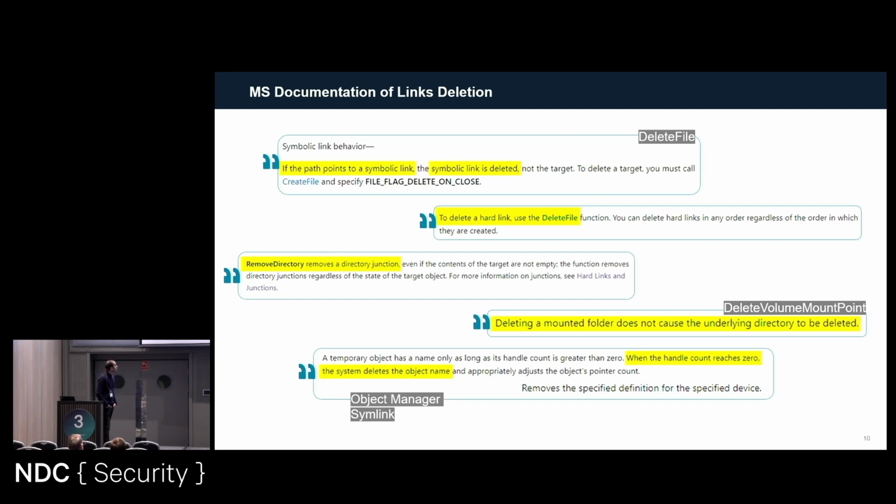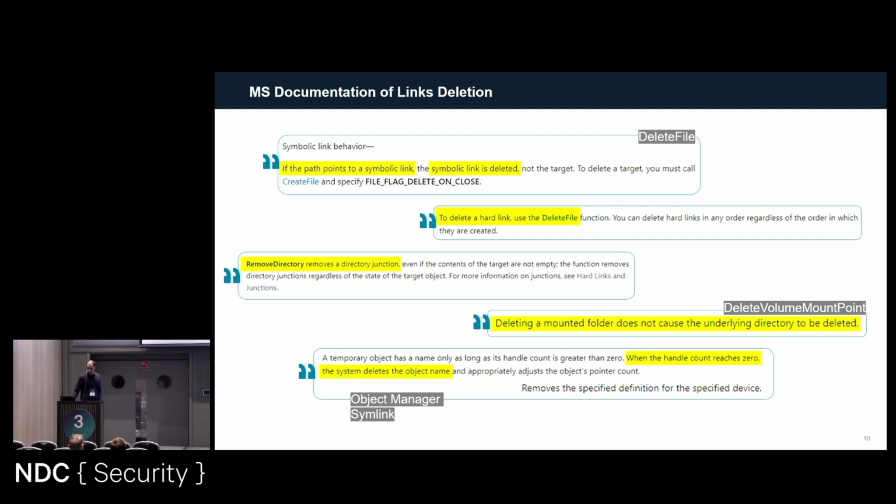So it's very clear. Similarly, they tell you if you want to delete a hard link, then you can use the function or the API DeleteFile. And if you want to remove a directory junction, you can use RemoveDirectory. So you get the point here. They have documented somewhat what API to use in order to delete certain links, or what would be the behavior if you invoke an API on a link type.